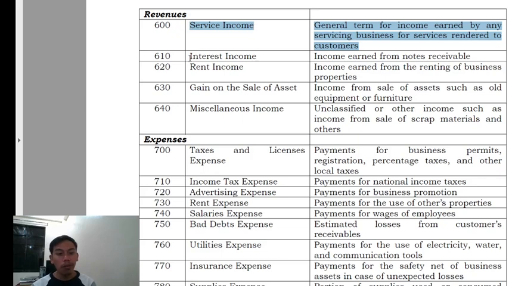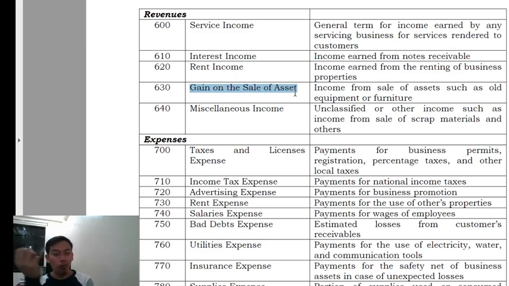What if nagpautang tayo at kumita tayo ng interest, the interest income, kinita natin from notes receivable. Rent income, nagpapaupa tayo. Kung nagpapaupa tayo, di may rent income tayo. Gain on the sale of assets. So for example, meron tayong lumang equipment. Ibenta na natin. O, kumita kayo. The gain on the sale of asset or sale of equipment or furniture and fixture.